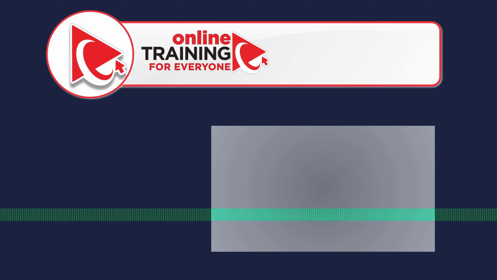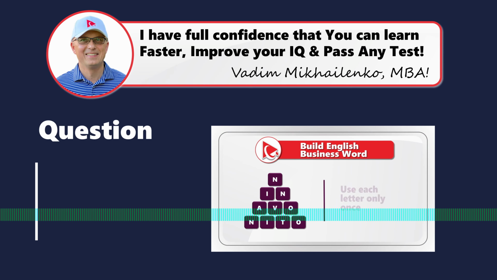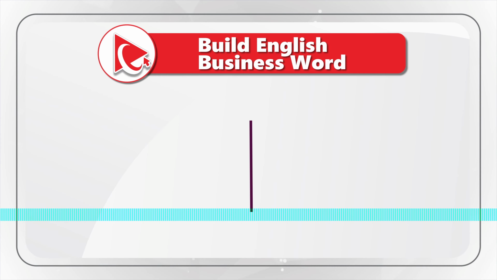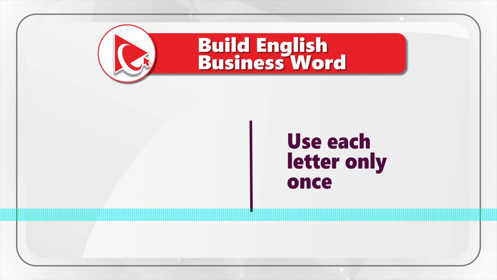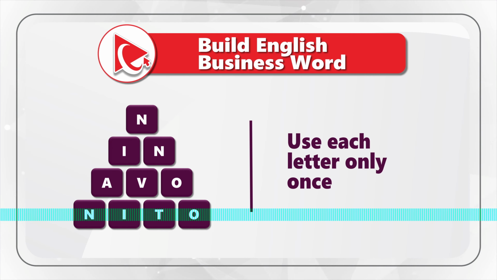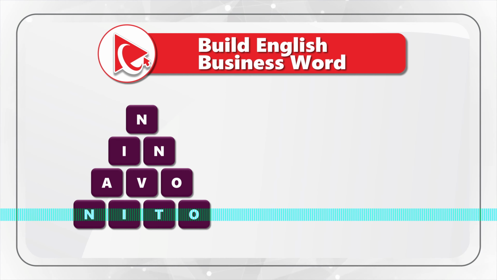I love this question because the answer represents such a powerful business concept. You're presented with 10 letters, and you need to build an English business word by using each letter only once. The letters are N, I, N, N, O, V, A, T, I, O. Take a close look to see if you can come up with the solution.